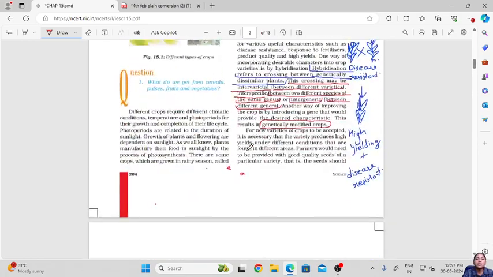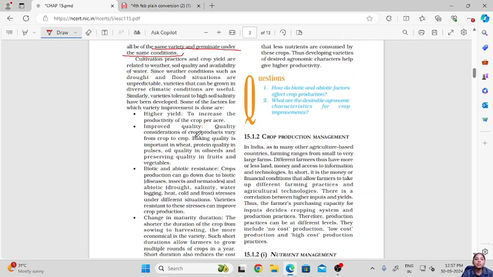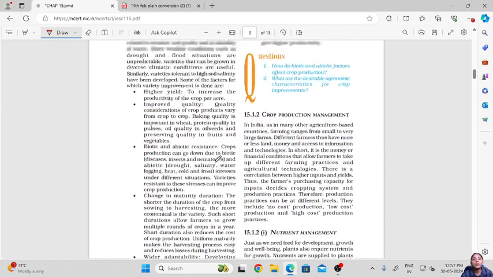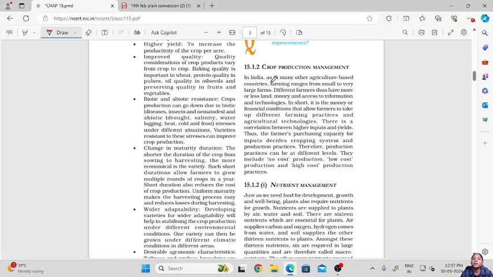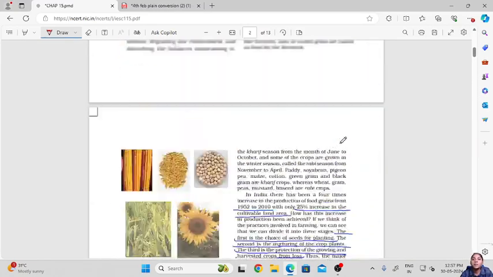So this is all in this lecture. The further part we will continue in the next part of this lecture. So the cultivation practices and the crop management we will see in the next class.